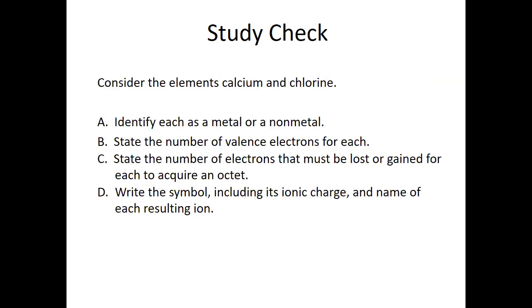All right, let's take a look at another question here. We're looking at calcium and chlorine. Calcium is the element Ca, chlorine is the element Cl. We need to identify each as a metal or a nonmetal, and then answer some other questions about it.